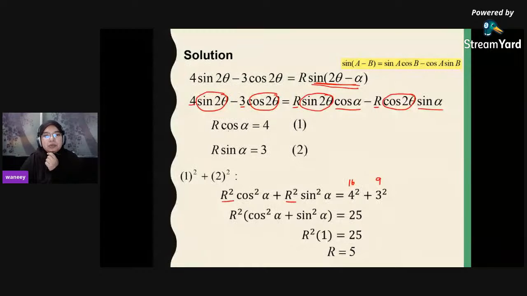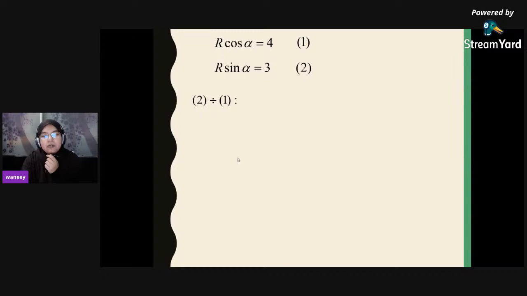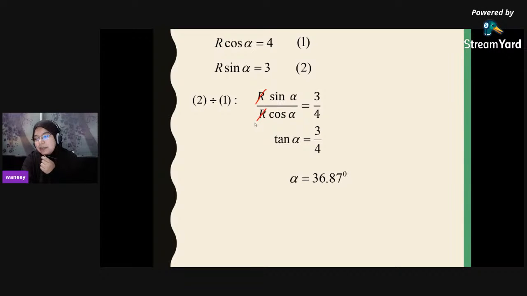Okay, so for the first equation, we have a cos. Second equation, we have a sine. So in order to obtain the tangent, we simply need to do the second equation over the first equation. So second over first. So R sine alpha over R cos alpha. So this is 3 over 4. Cancel out R and R. So sine over cos, it will become tangent. So tangent alpha is 3 over 4. So alpha is simply arctangent 3 over 4. So 36.87.